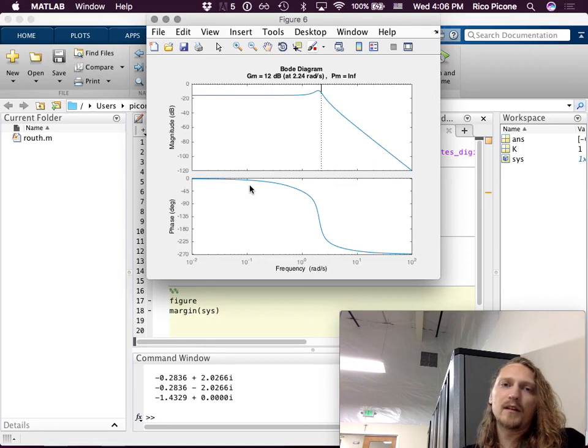And we see the following. So the phase margin's coming out strangely, so we'll have to investigate that. The gain margin is coming out to be 12 dB. Okay?